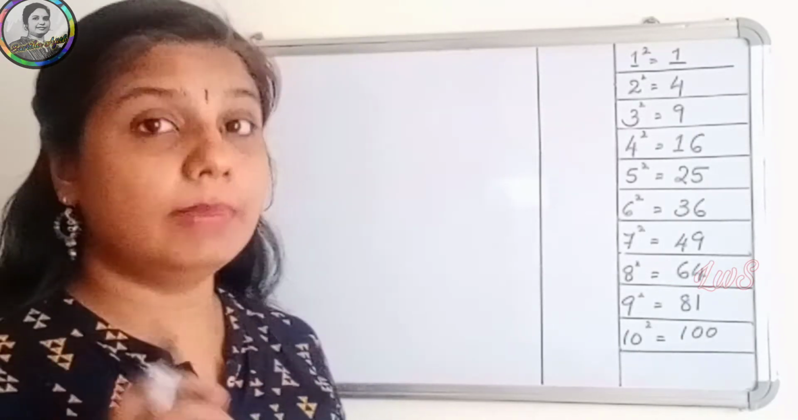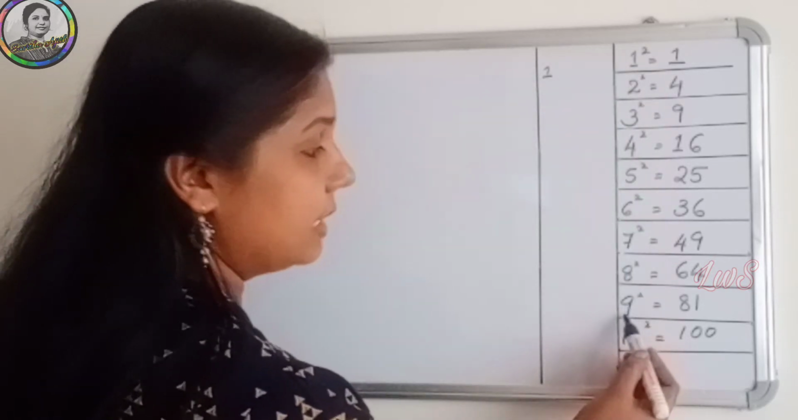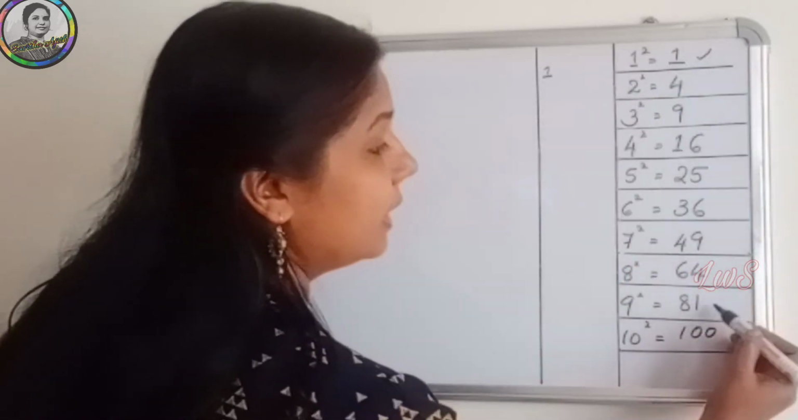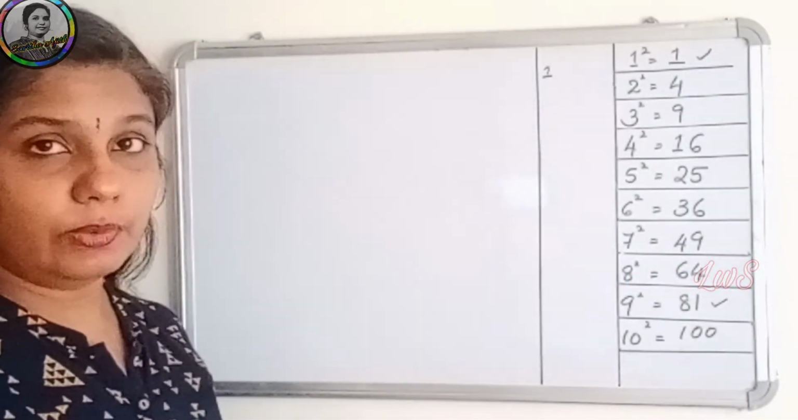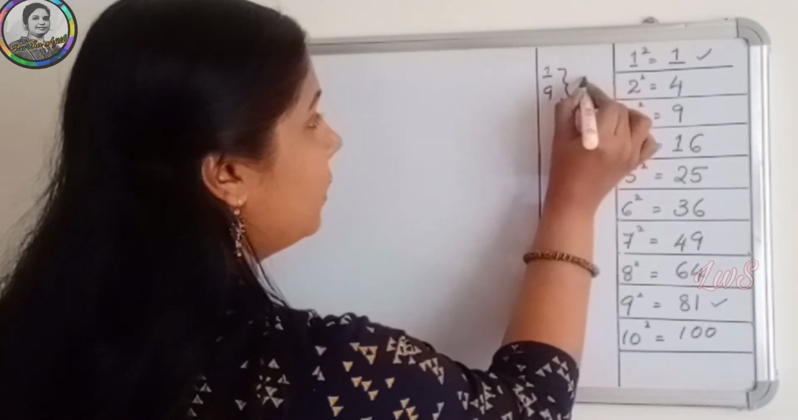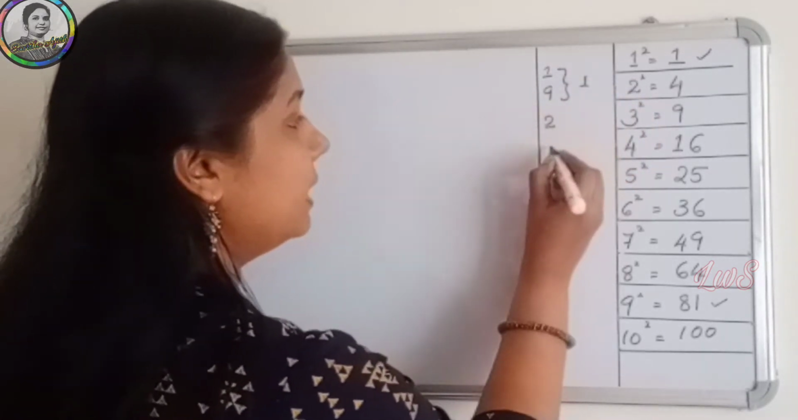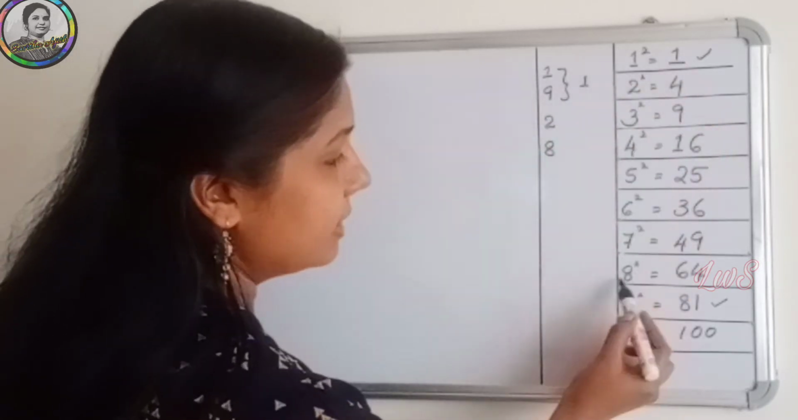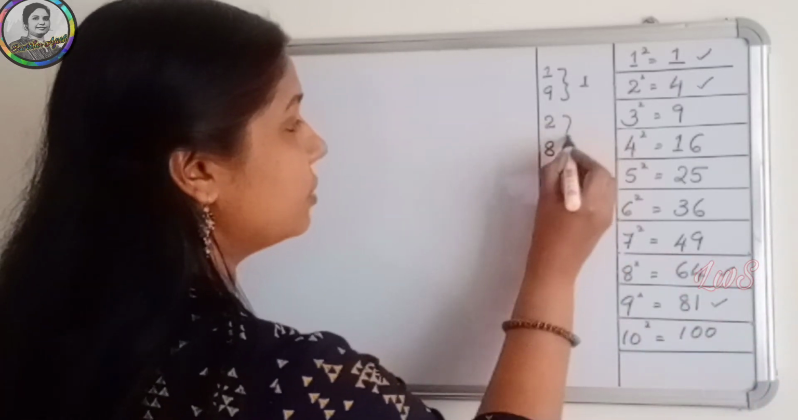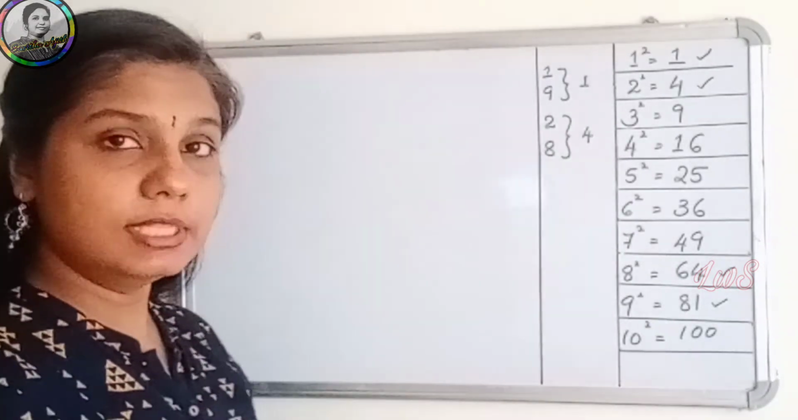One thing we should keep in mind is that 1 and its complement 9, since 1 plus 9 is equal to 10, both have 1 as the units place in their squares. So 1 and 9 have 1 in the units place. Now we take 2 and its complement 8. 2 and its complement 8 have 4 in the units place. 2 squared is equal to 4. 2 squared and 8 squared have 4 in the units place.